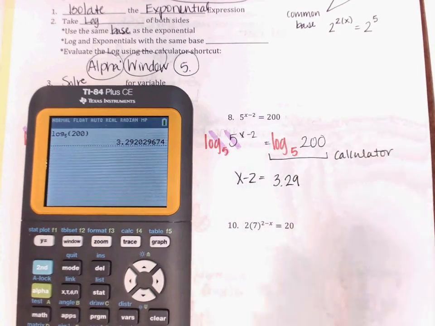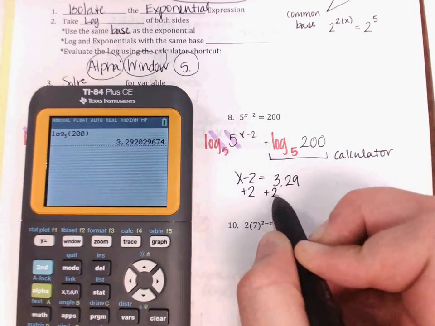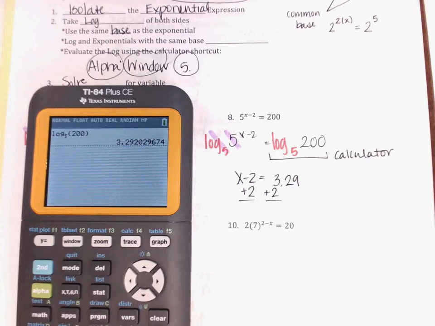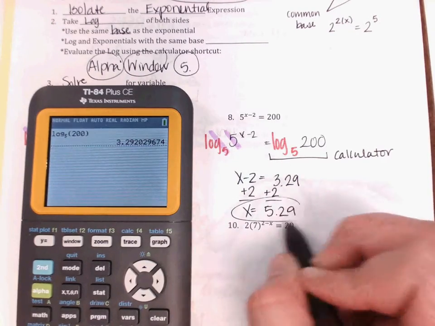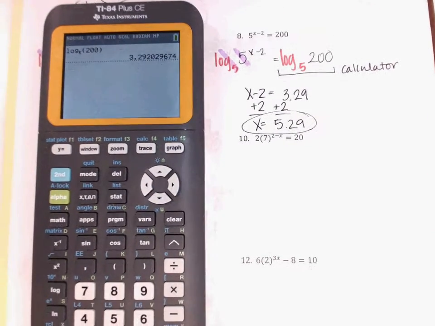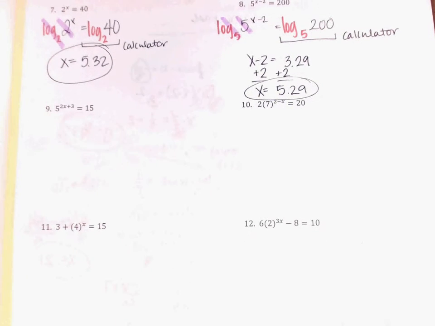What's my next step with that minus 2? Plus 2. Plus the 2 across. And 3.29 plus 2 is now? 5.29. Good job. Okay, and you're just going to go to 2 decimal places just like we did yesterday. Okay, we don't need to do all of these. Skip ahead to number 10. What do you think you need to do first on number 10?